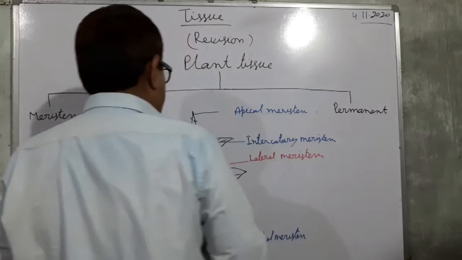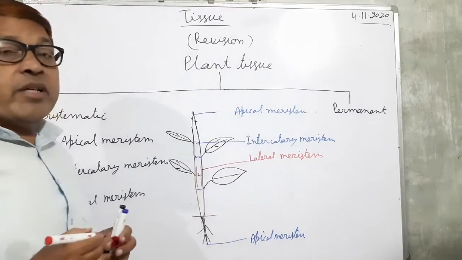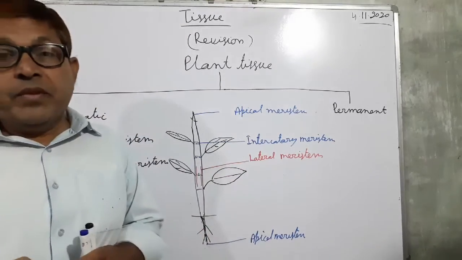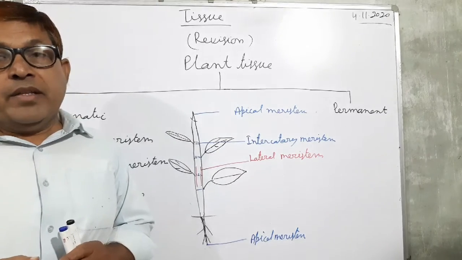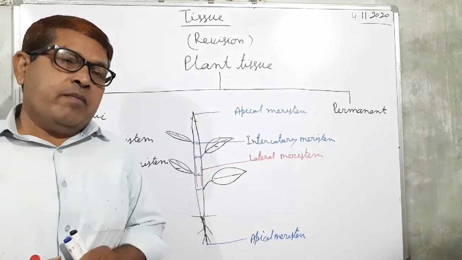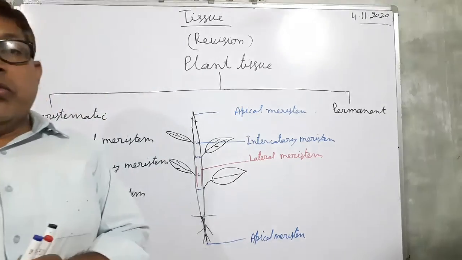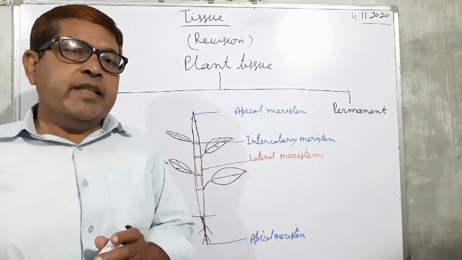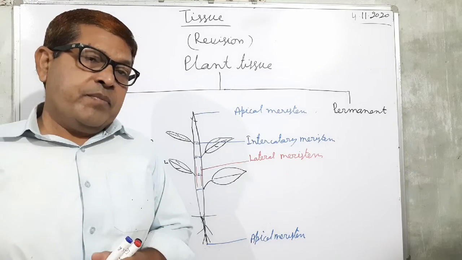This is lateral meristem. Examples of the lateral meristem are the cambium and the cork cambium. What is the function of lateral meristem? Due to the activity of the lateral meristem, the plant increases in circumference or thickness.